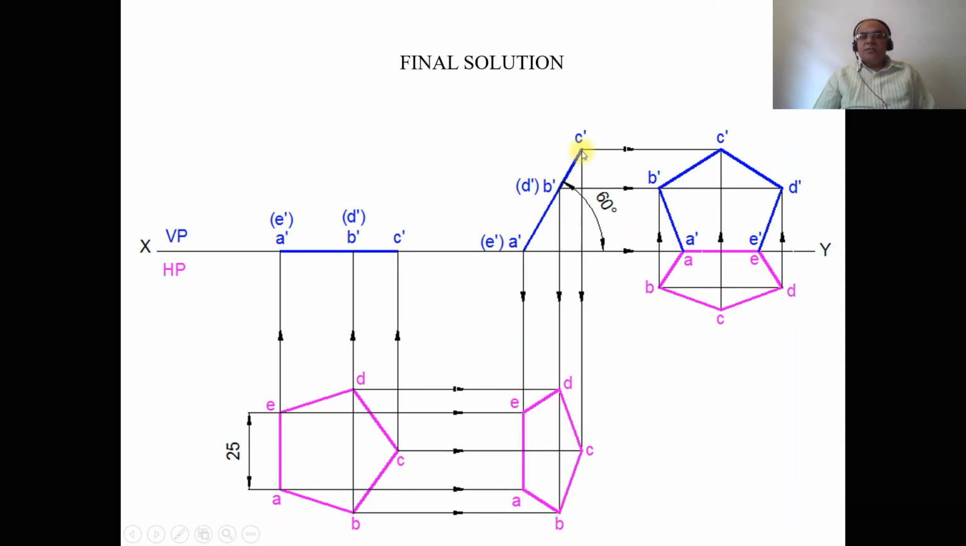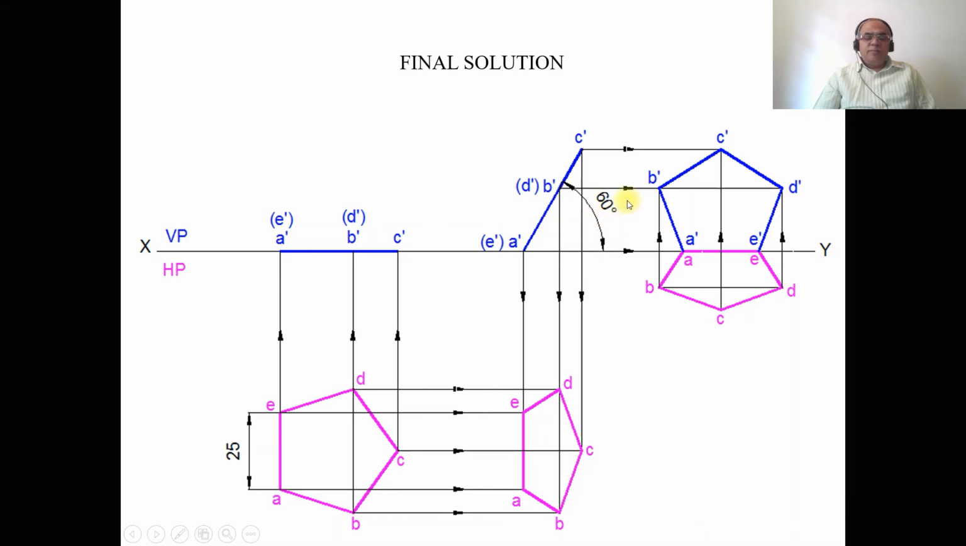Similarly, draw a vertical projector from C and draw a horizontal projector from C dash. Both these two lines will intersect at this point, and you mark this point as C dash. Then join A dash to B dash, B dash to C dash, C dash to D dash, D dash to E dash, and E dash to A dash with a dot line, and show the dimensions accordingly. Whatever dimensions are given in the drawing, you show that he has given a pentagonal lamina of 25 mm sides, such that a side is on both HP and also on VP, and the surface makes an angle of 60 degrees with HP.